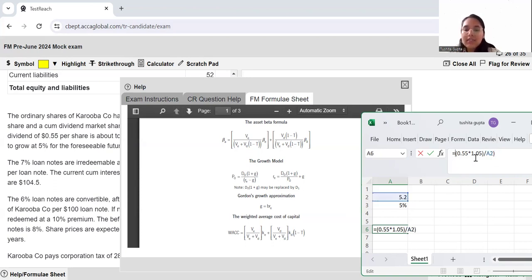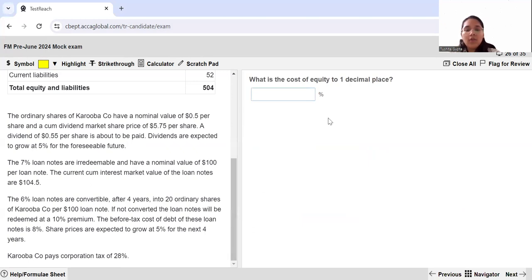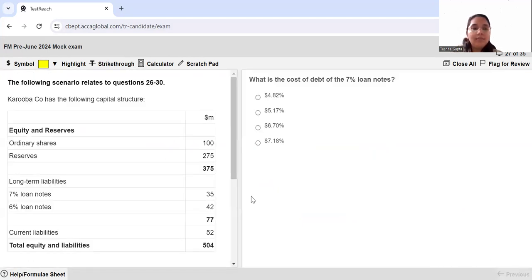And to this entire thing, you're adding the growth rate. So the growth rate is 5%. So your ultimate answer, let us convert it to a percentage format. In percentage, you're getting an answer of 16.11. Because they want one decimal place, you enter 16.1% over here. Moving to the next one.